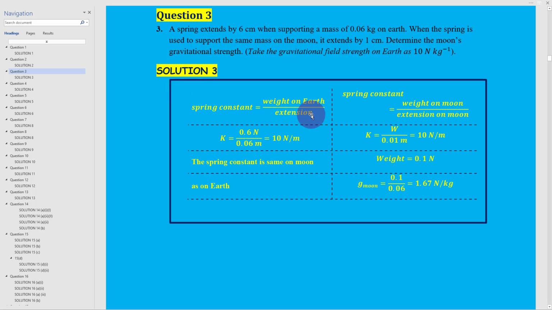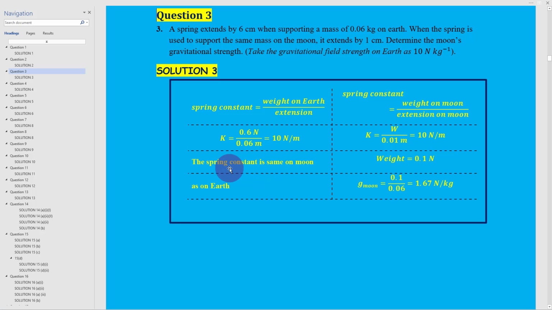So the spring constant is weight on Earth divided by the extension on Earth. This will be the weight of the object on Earth. How do I get weight from 0.06 kilograms? I just need to multiply 0.06 kilograms by the value of the gravitational field strength on Earth, which is 10 Newton per kilogram, and I get 0.6 newtons. And then I convert this extension of 6 centimeters into meters by dividing these 6 centimeters by 100. And when I do that, I get the spring constant to be 10 Newton per meter.